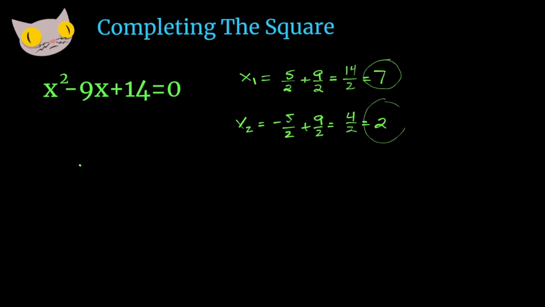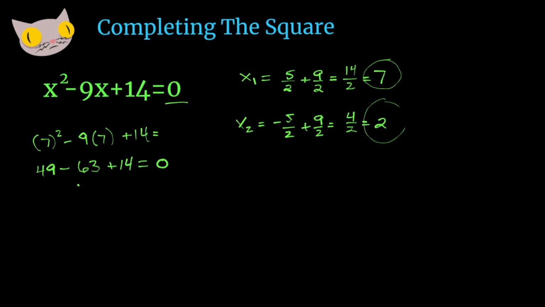And if you want to check your answer, you can just plug either one of these two numbers into our equation and see if it holds true, if it does in fact equal 0. So let's try it out for 7. We have 7 squared minus 9 times 7 plus 14. So this is going to give us 49 minus 63 plus 14. And that does in fact give us 0.